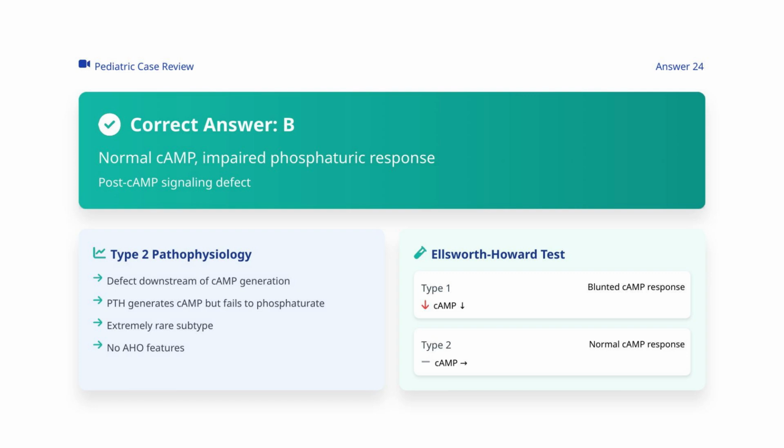Pseudohypoparathyroidism type 2 has defects downstream from cyclic AMP generation. Parathyroid hormone successfully produces cyclic AMP but fails to trigger phosphate excretion. This extremely rare subtype suggests post-cyclic AMP signaling abnormalities. Patients lack Albright hereditary osteodystrophy features. Biochemical findings resemble other types with hypocalcemia and elevated parathyroid hormone. The Ellsworth-Howard test distinguishes type 2 from type 1. Treatment principles remain similar despite different molecular mechanisms.